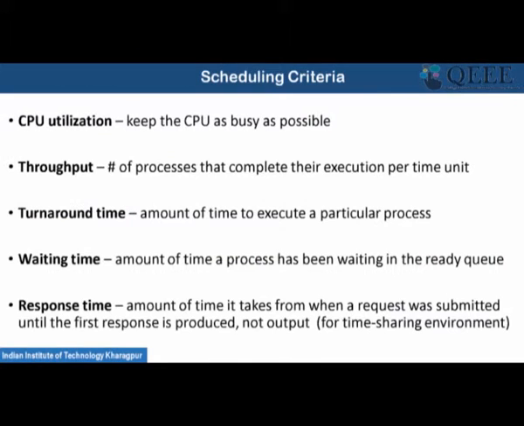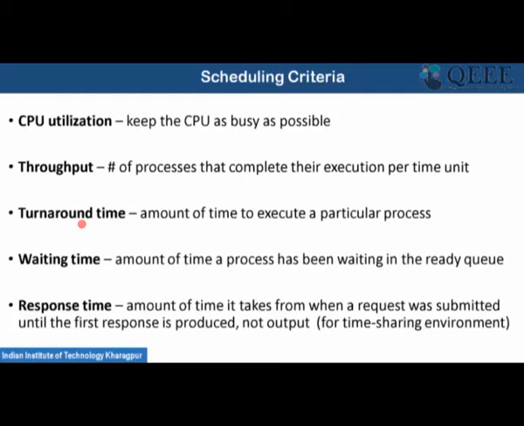While we discuss different types of scheduling algorithms, we will look into different parameters to analyze the performance of various scheduling algorithms. One is CPU utilization. We want to keep the CPU as busy as possible, so we want to find out what percentage of time the CPU is being utilized. Then we want to compute the throughput, the number of processes that complete their execution per time unit, say per second or per minute.